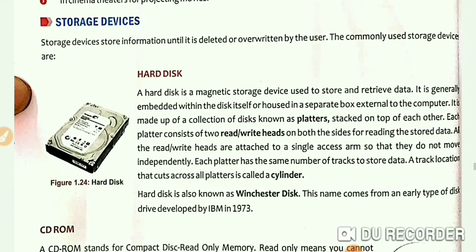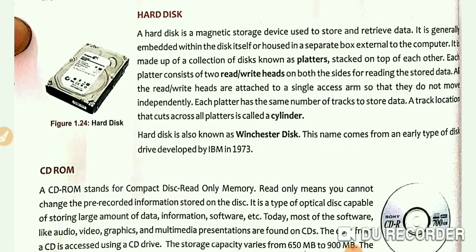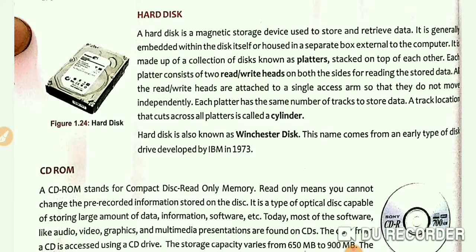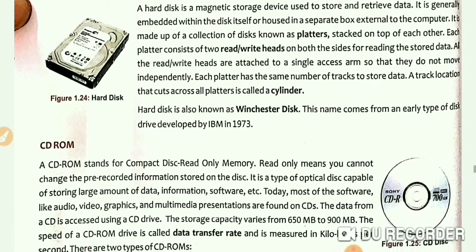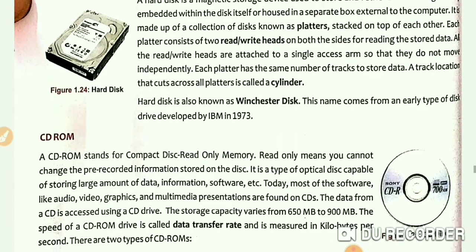Now the second part is storage devices. Storage devices store information until it is deleted or overwritten by the user. The commonly used storage devices are hard disk. The first one is hard disk. What is hard disk? A hard disk is a magnetic storage device used to store and retrieve data. It is generally embedded within the disk itself or housed in a separate box external to the computer.